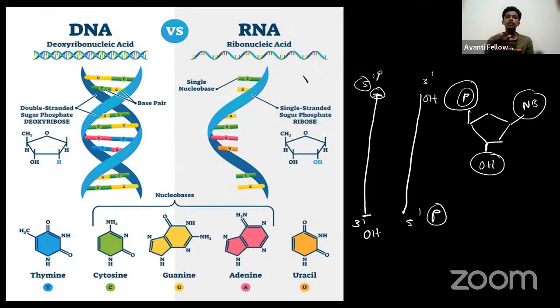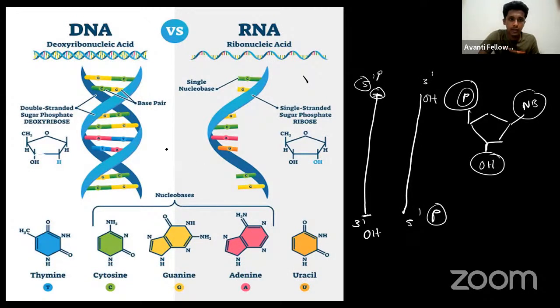When it comes to DNA and RNA, both are made up of nucleotides. But DNA is a very structurally stable molecule, whereas RNA is not so stable. It is highly reactive. Now, what is the difference between DNA and RNA structures? DNA has only one OH group, at the third position.